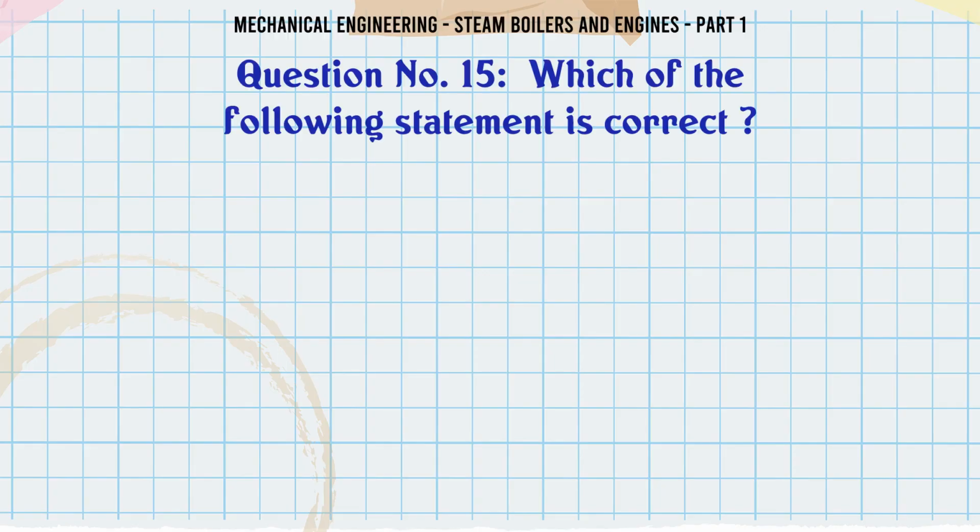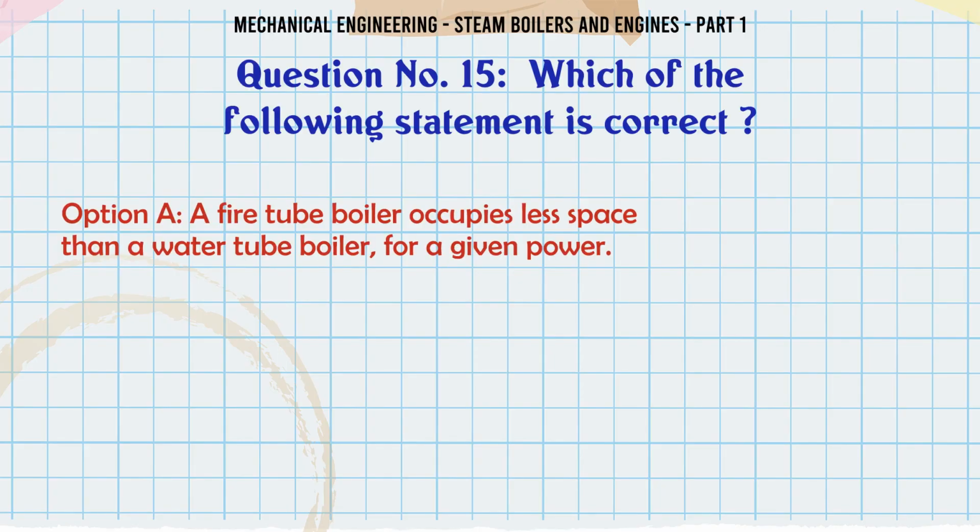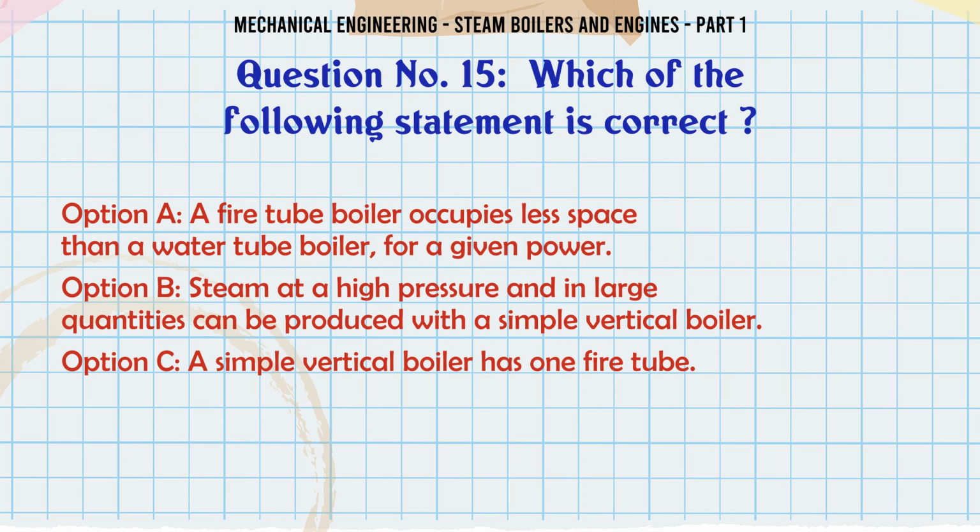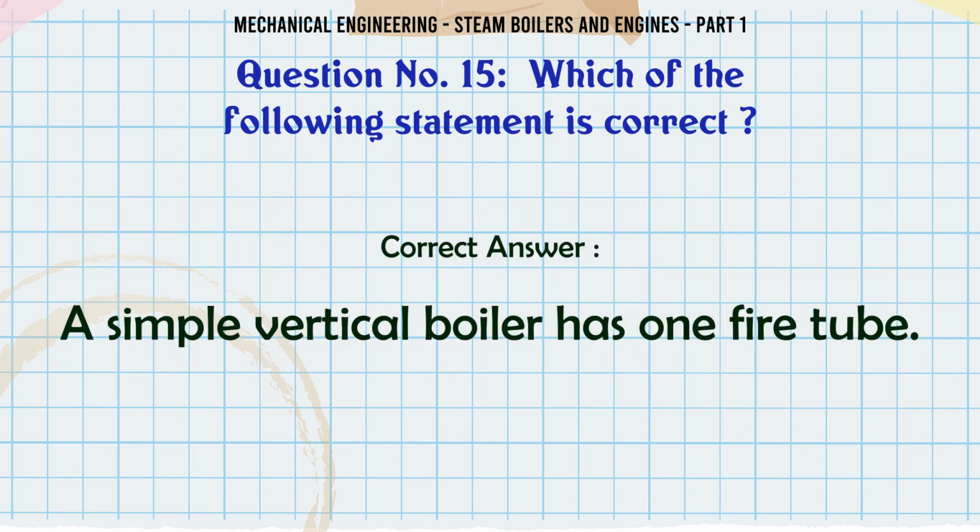Which of the following statements is correct? A. A fire tube boiler occupies less space than a water tube boiler for a given power. B. Steam at a high pressure and in large quantities can be produced with a simple vertical boiler. C. A simple vertical boiler has one fire tube. D. All of the above. The correct answer is a simple vertical boiler has one fire tube.